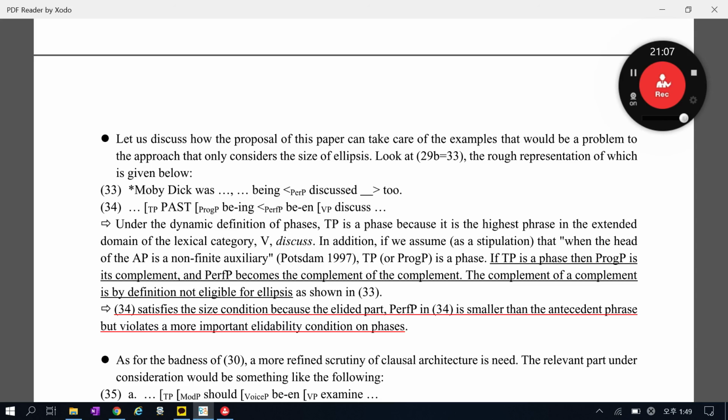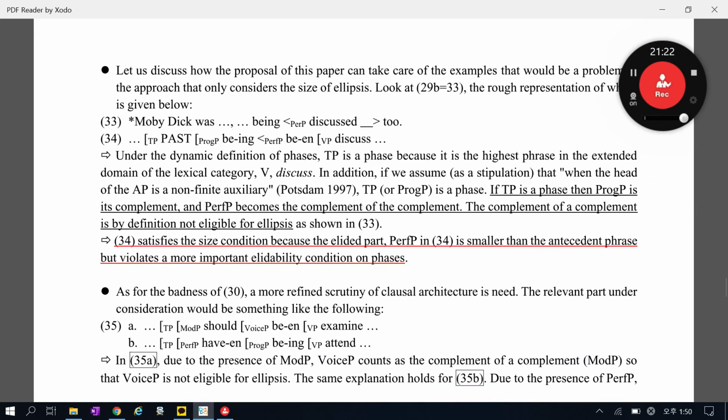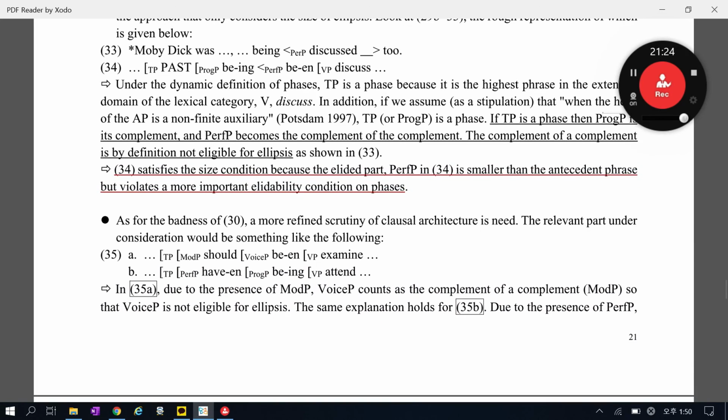If TP is a phase, then prog P is its complement, and the perfect P becomes the complement of the complement. The complement of a complement is by definition not eligible, as shown in 33. 34 satisfies the size condition because the elided part, perfect P in 34, is smaller than the antecedent phrase, but it violates a more important elidability condition on phases.